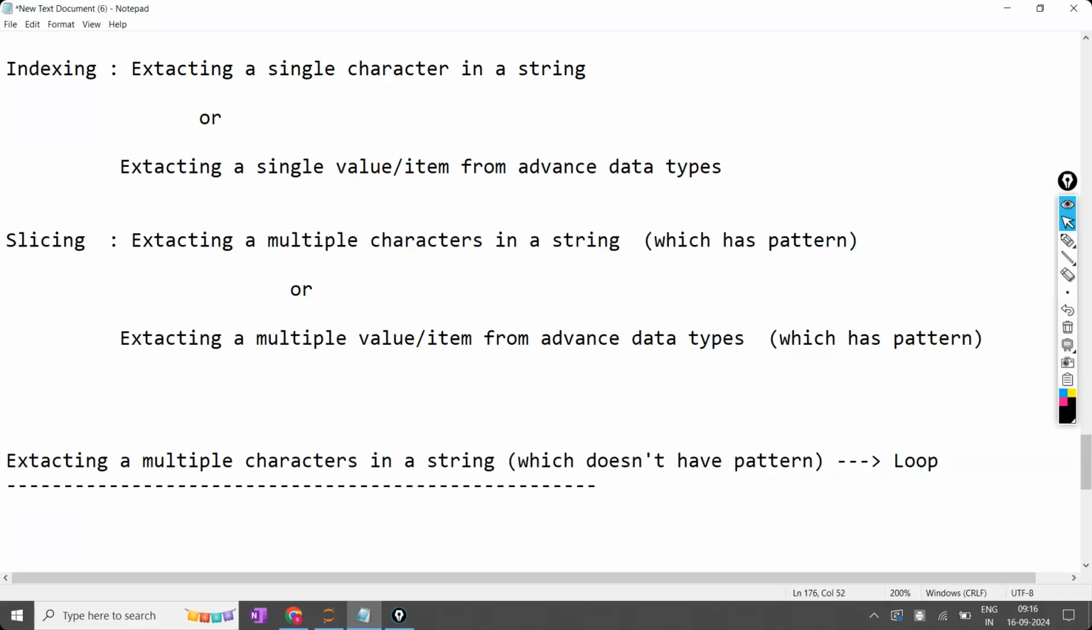Are the points clear? Let me explain with an example. You have written the theoretical part now. You may not be understanding because you have not even seen one single example. So let's start with the examples so that you'll understand more clearly.